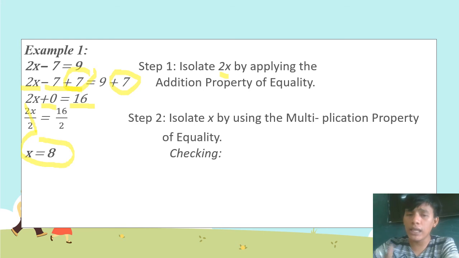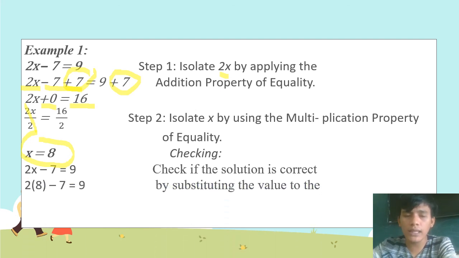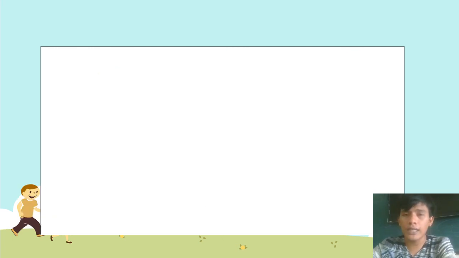Then let's do the checking. If x is equal to 8, 2x minus 7 is equal to 9. That will be the given problem. So substitute the value of x. 2 times 8 minus 7 is equal to 9. 2 times 8 is 16. 16 minus 7 is equal to 9. And that is equal to the right side also, which is 9. 9 is equal to 9. Therefore, it is true.